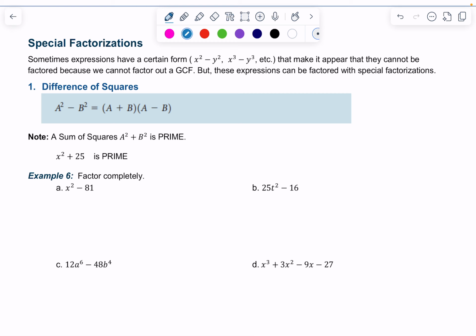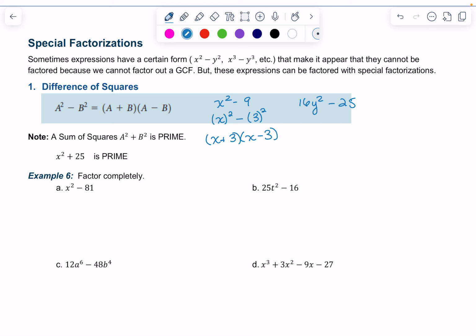But those expressions can be factored with special factorization rules. If you look at the a squared minus b squared here, that would be something like, let's say, x squared minus 9, or something like 16y squared minus 25. I can factor that into a plus b times a minus b. If I look at what a would be here, it would be x squared, so a is x, and my b here is 3. So I can factor this into x plus 3 times x minus 3.